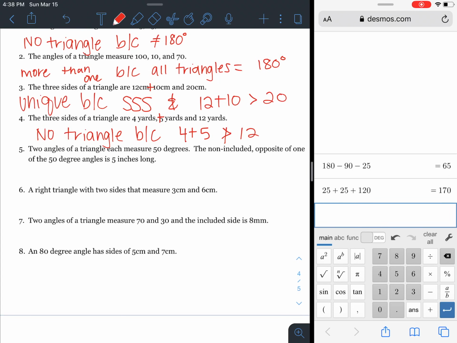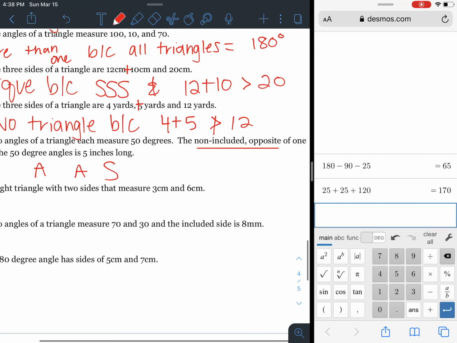Next one, 2 angles of a triangle, each measure 50 degrees. The non-included opposite side of one of the 50-degree angles is 5 inches long. So they gave us 2 angles. So that'd be A, and a non-included opposite side. So AAS. So that is unique because angle, angle, side.